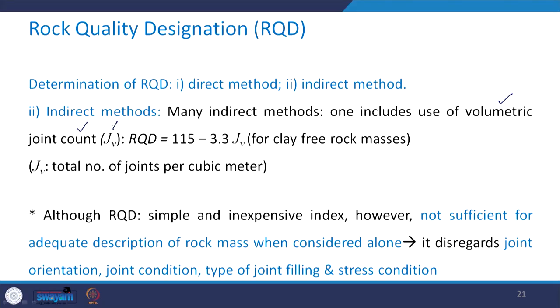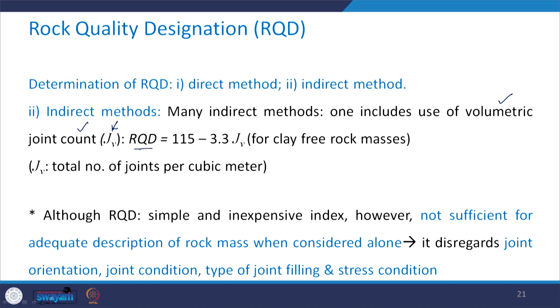Now coming to the indirect method. There are many indirect methods available. One of those includes the use of volumetric joint count, which is represented by JV.